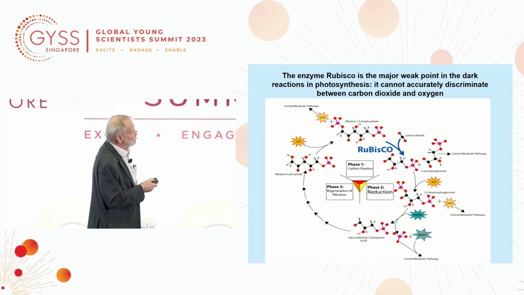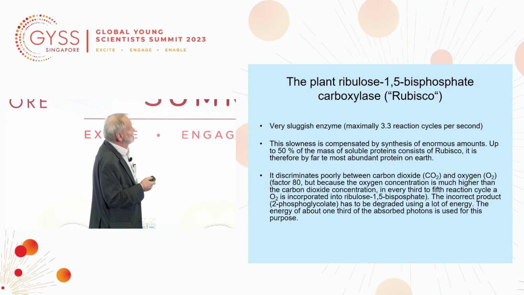And the plant enzyme is very sluggish. There are only 3.3 reaction cycles per second. Catalase, for instance, has 10 million reaction cycles per second. And Rubisco is by far the most abundant soluble protein, which compensates for the sluggish activity. And as I said, it discriminates poorly between carbon dioxide and oxygen.